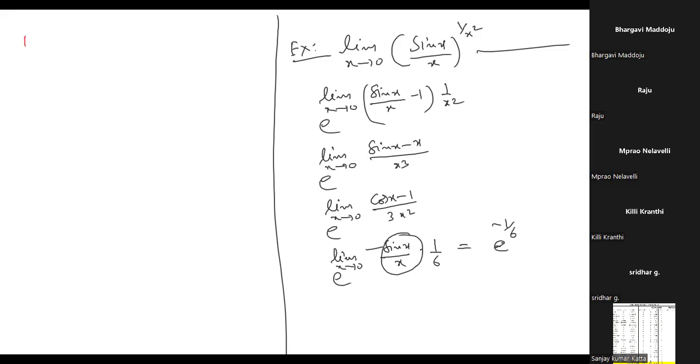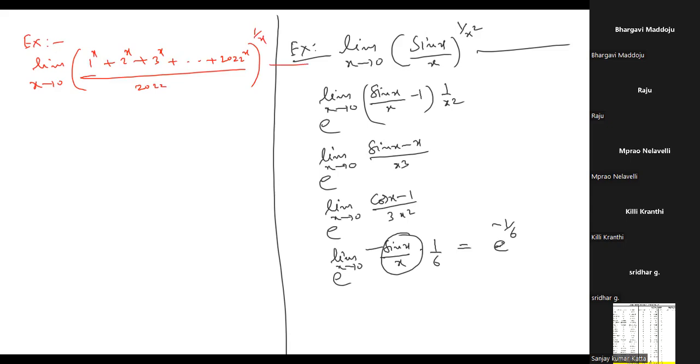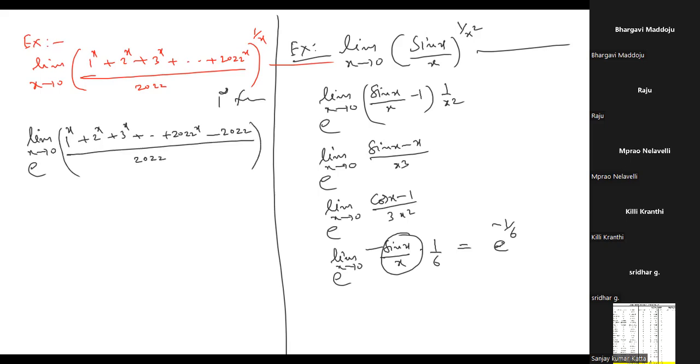Say, for example, the limit as x tends to 0 of (1^x + 2^x + 3^x + ... + 2022^x)/2022, whole power 1 by x. This is also a 1 power infinity form. So it is e power the limit as x tends to 0 of (1^x + 2^x + 3^x + ... + 2022^x − 2022)/(2022·x).